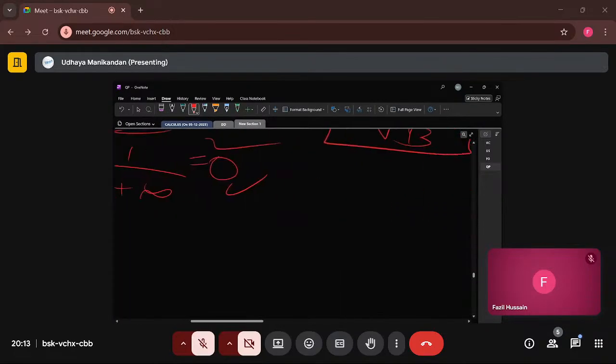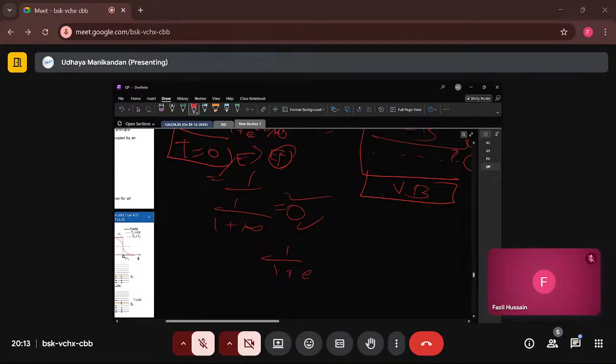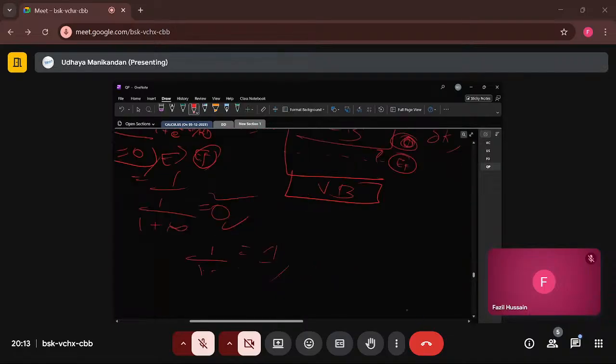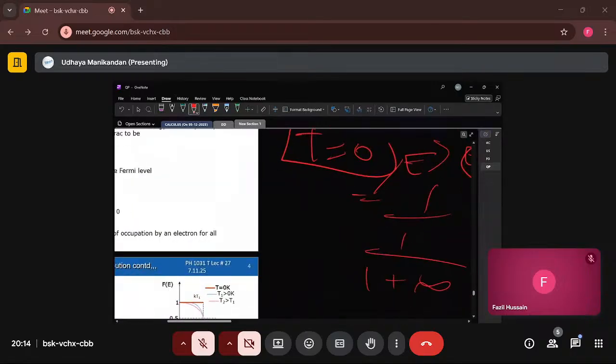Now what if E is less than EF? In that case, 1 by 1 plus E power minus infinity, and E power minus infinity will be just 0, so that will just be 1. So when E is less than EF, the probability of finding an electron will always be 1. It will always be there. There is no doubt in that.